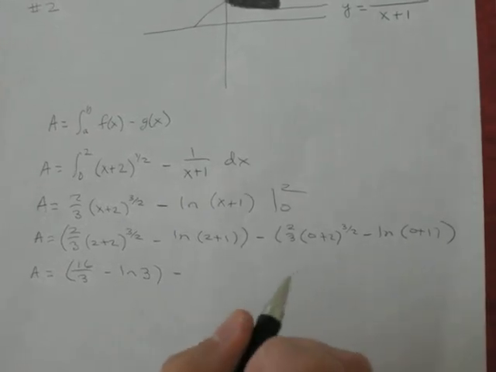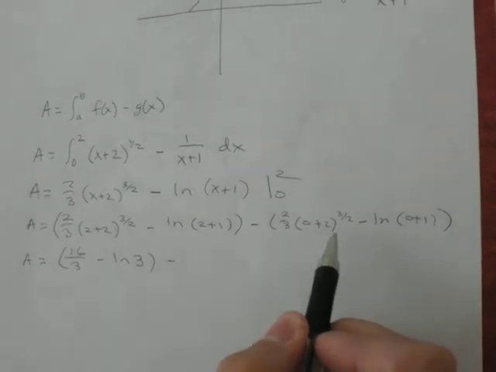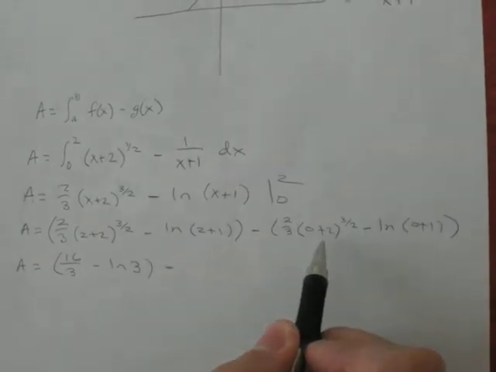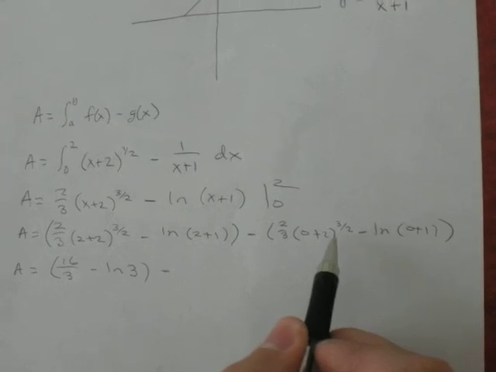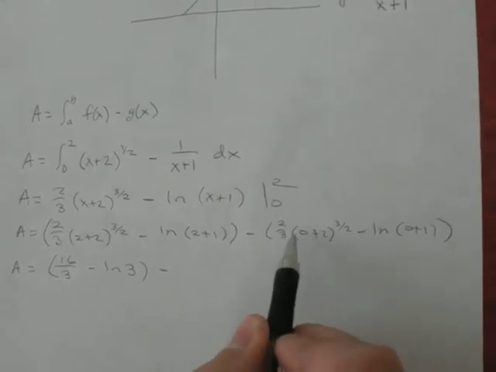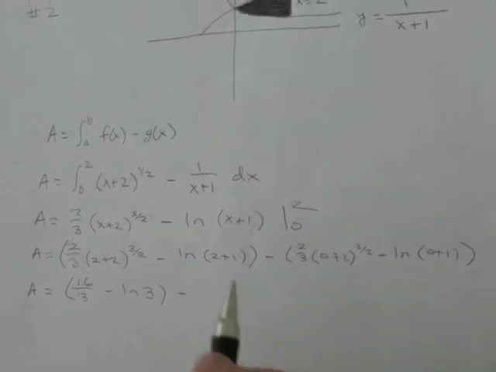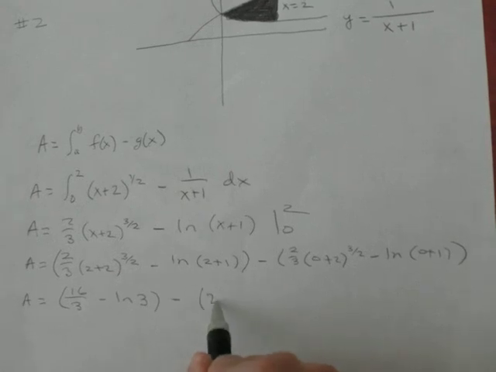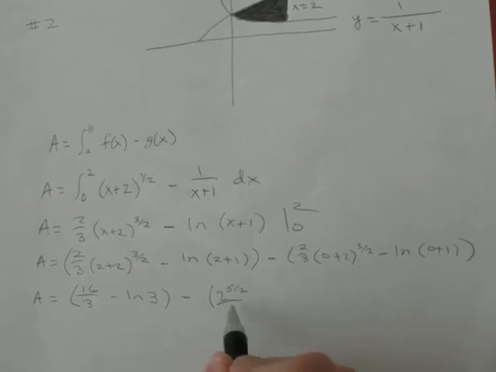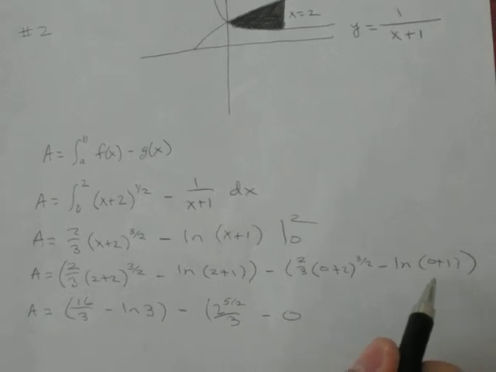minus the second half, and 0 plus 2 is 2 to the 3 over 2 times 2/3. I changed it because when you have the same base for the exponent, you can add them together. So I got 2 to the 5 over 2 over 3, minus 0 because the ln of 1 is just 0.